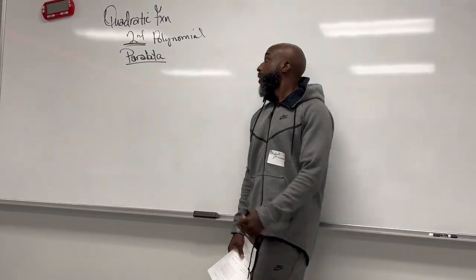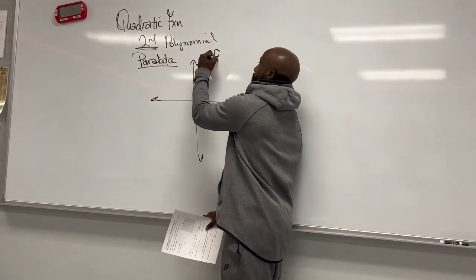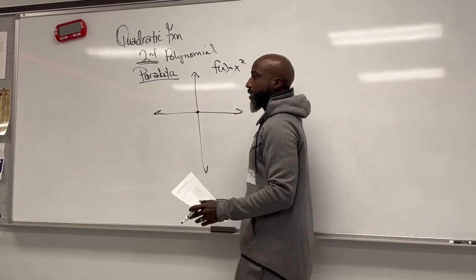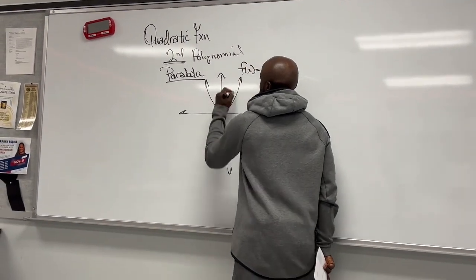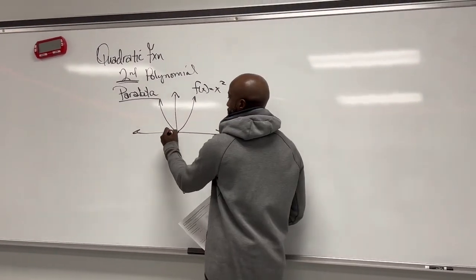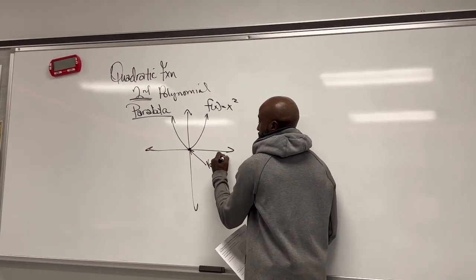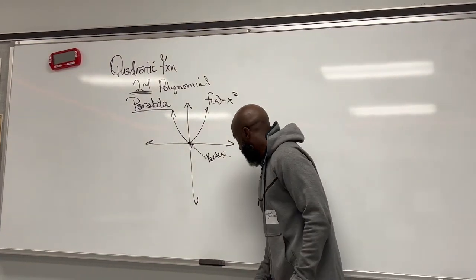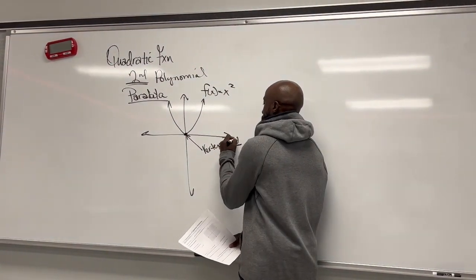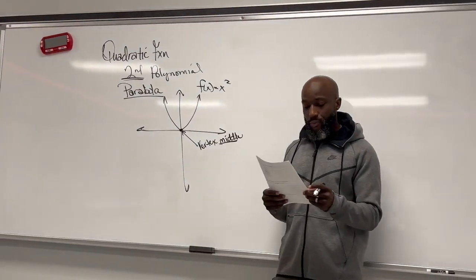All right, so here are the key components. We're going to look at the parabola and talk about the key components derived from the parent function, f of x equals x squared. If we start here with the vertex, the very, very bottom of the parabola, or the very, very top of the parabola, is called the vertex. The vertex is the middle point of a parabola, right?